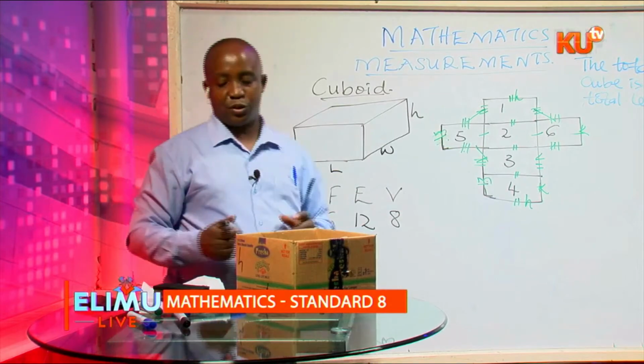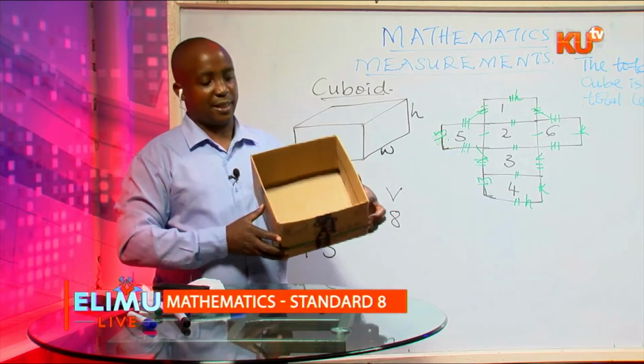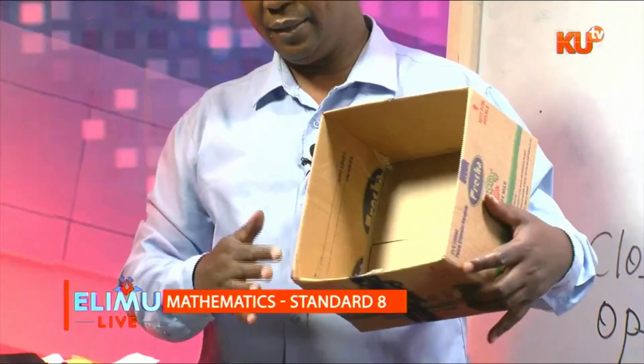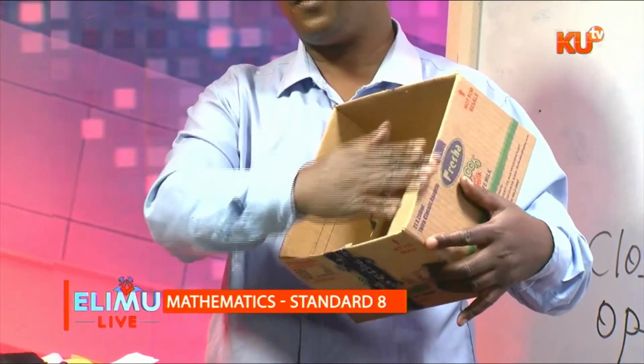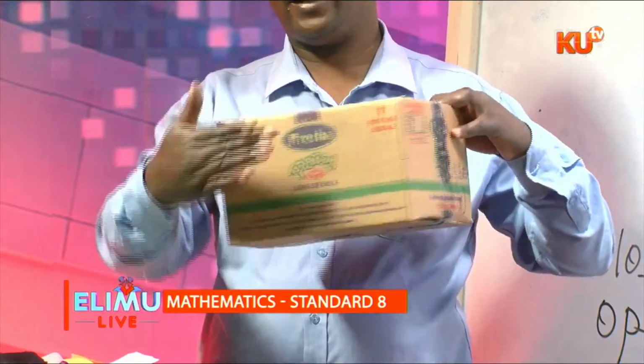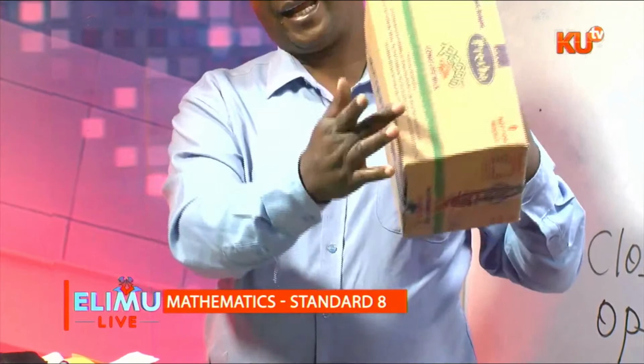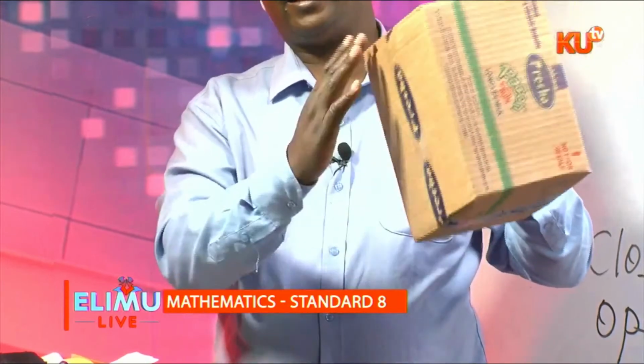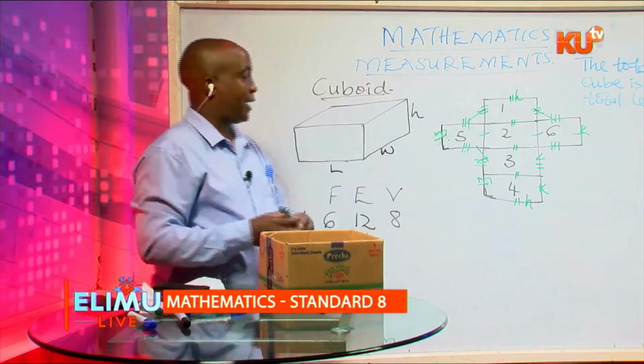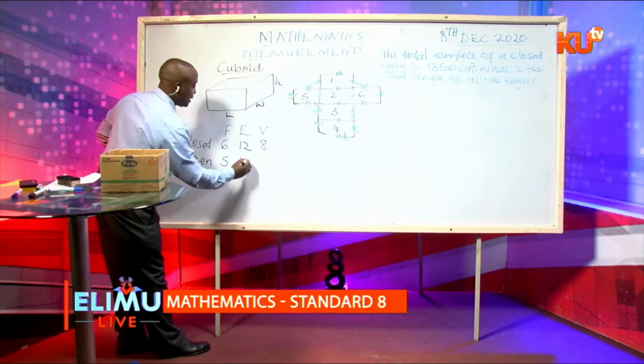What about the edges? What you should know is that the edges do not change. These are 1, 2, 3, 4. Then we have 5, 6, 7, 8. Then we have 9, 10, 11, and 12. So the number of edges do not change.